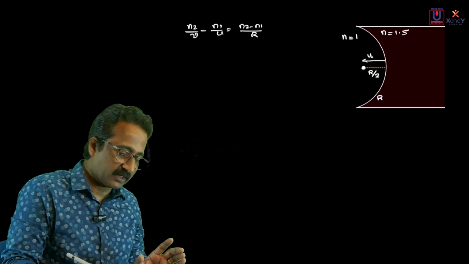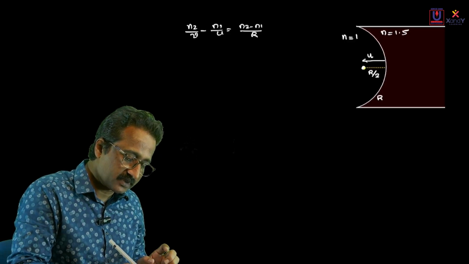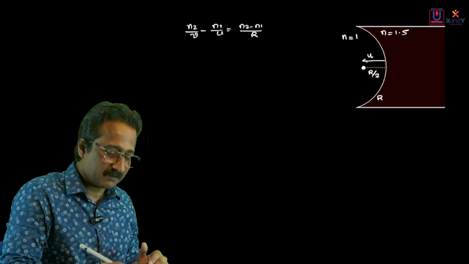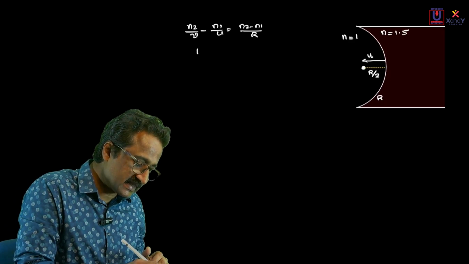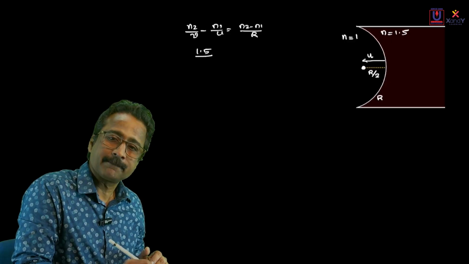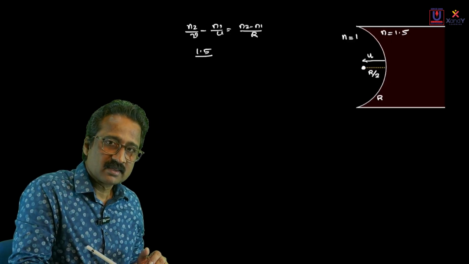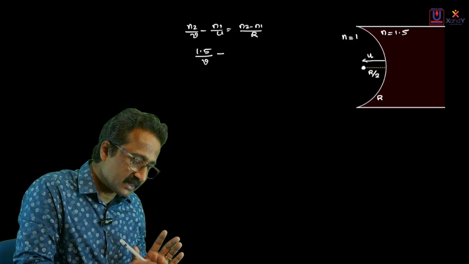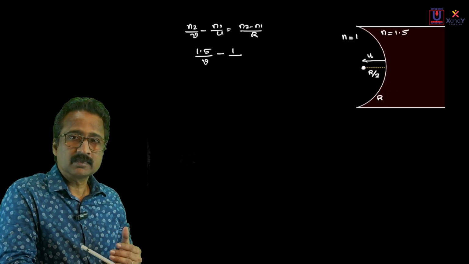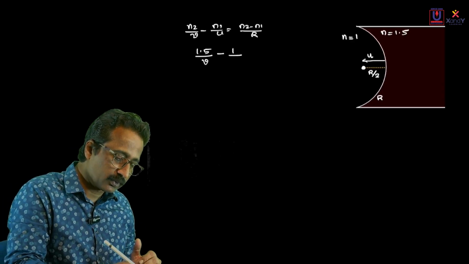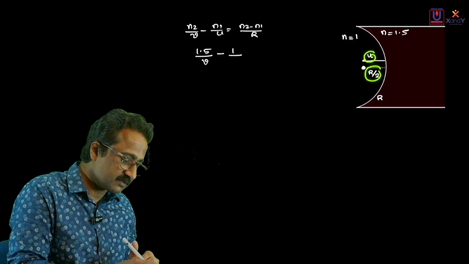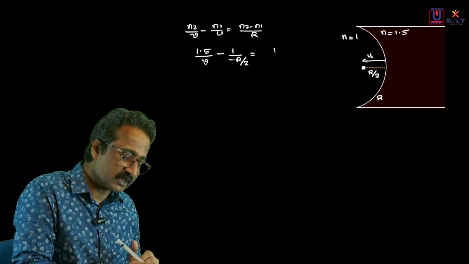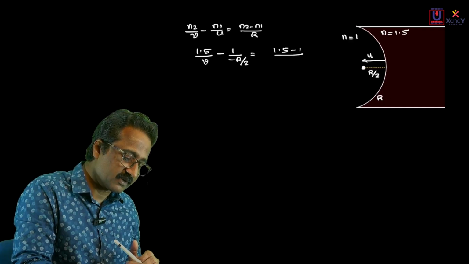Okay, let's put values carefully. Remember, this is the object, light is passing in this way. We have to use the values of distances according to sign. N2 is the second medium, which is 1.5, by V here. That distance V is unknown for us, that is to be determined, minus N1, which is 1, by U. The distance to the object is r by 2, but that is measured backward. Therefore, it has to be minus r by 2, equal to N2 minus N1, 1.5 minus 1, divided by radius of curvature R.